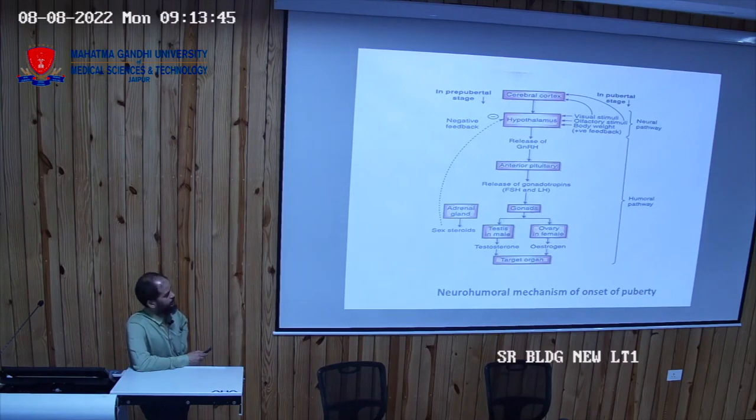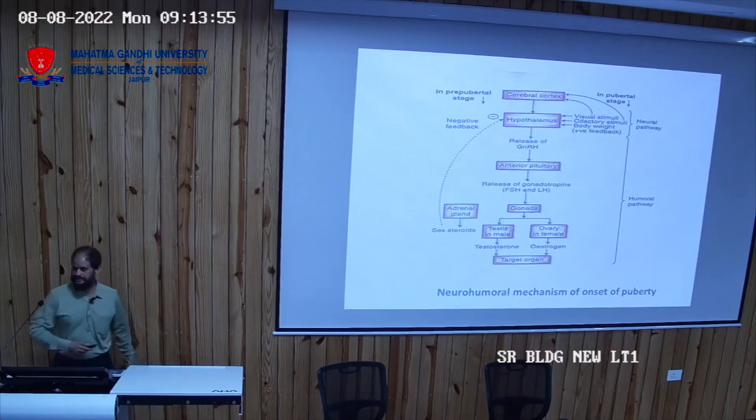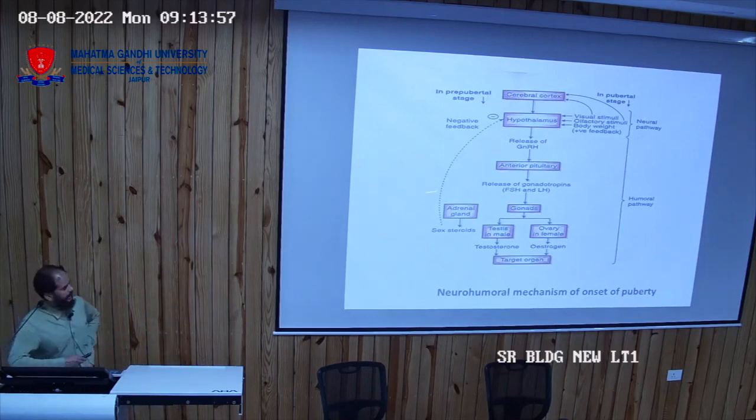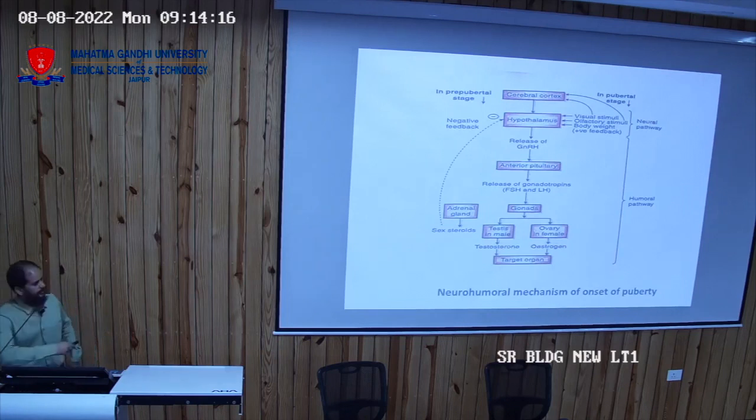Okay, so the pulsatile release of gonadotropin releasing hormone will stimulate the anterior pituitary to release the FSH and LH, that is gonadotropin, and that release of FSH and LH will stimulate the gonads, that is the testis and ovary, and they will release their respective hormones. Okay, and under the influence of this, there will be onset of puberty.